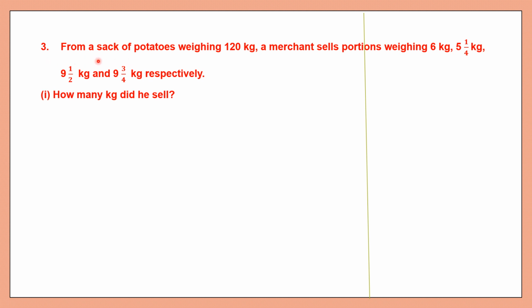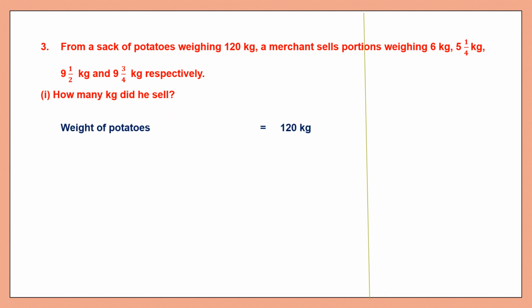Question 3. From a sack of potatoes weighing 120 kgs, a merchant sells portions weighing 6 kg, 5 1 by 4 kg, 9 1 by 2 kg and 9 3 by 4 kg respectively. Now how many kilograms did he sell? So totally he had a sack of potatoes weighing so much and then he started selling it in portions. The portions were all these that you can see. So now we need to find how many kilograms did he sell.